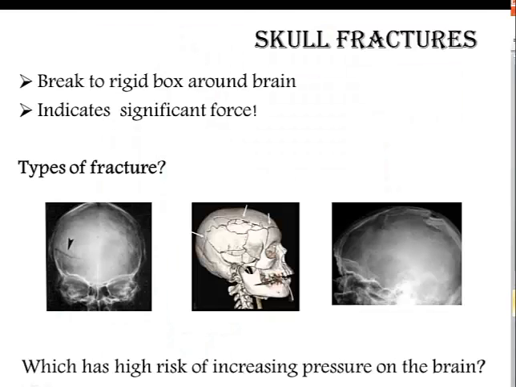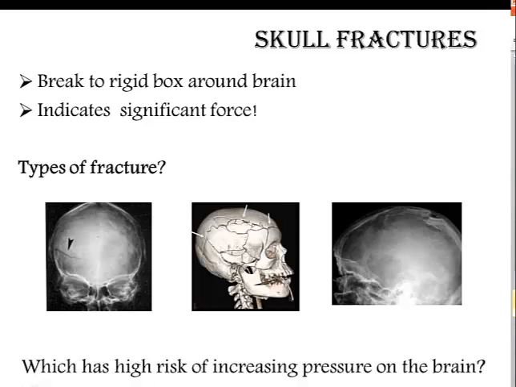Skull fractures are a break to the rigid box around the brain. Remember, the skull is asymmetrical. Remember which bone is the thinnest? The temporal. And the thickest? The occipital. A fracture of the temporal bone may result in a tear of the middle meningeal artery, resulting in more serious brain injury, such as an epidural hematoma. Skull fractures indicate that there was significant force. So if there is enough force to break the skull, then what happened to the brain and neck?